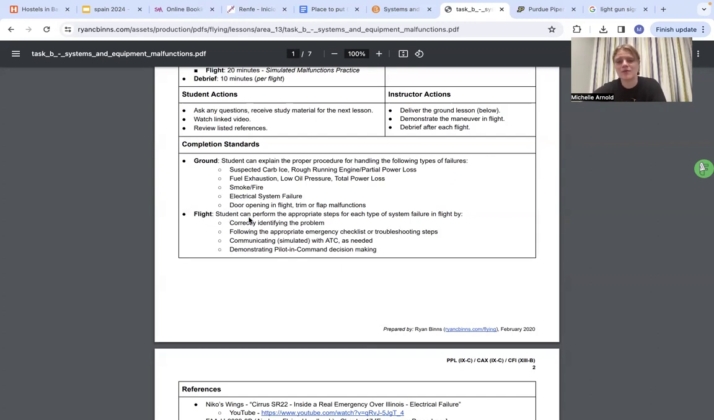During flight, the student can perform the appropriate steps for each type of system failure in flight by correctly identifying the problem, following the appropriate emergency checklist or troubleshooting steps, and communicating with ATC as needed.